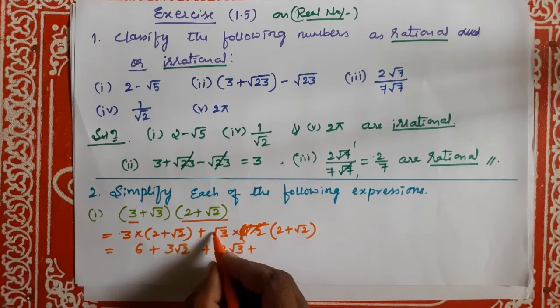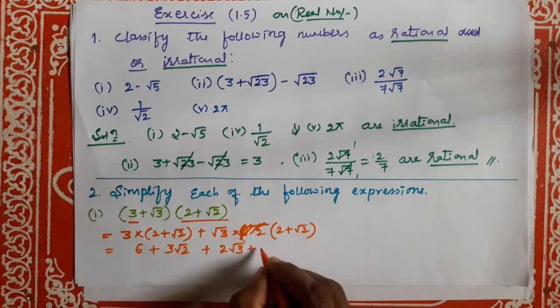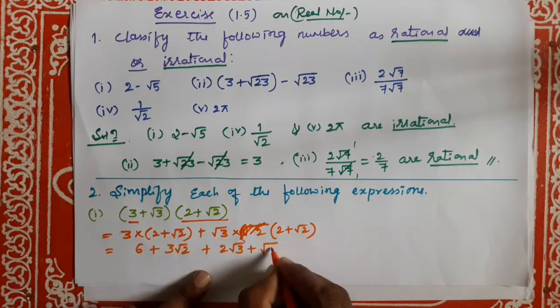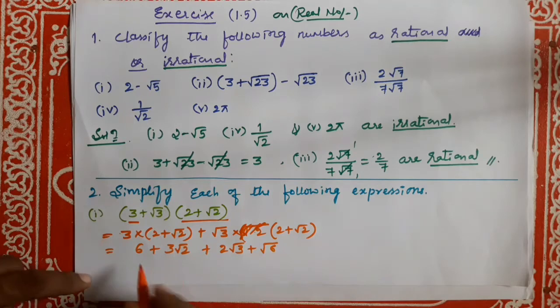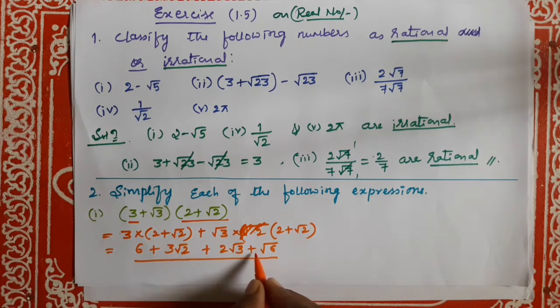See here, the order is the same on the square root, so we have to multiply 3 and 2. Square root of 3 twos are 6. This is the answer: 6 plus 3 root 2 plus 2 root 3 plus root 6.